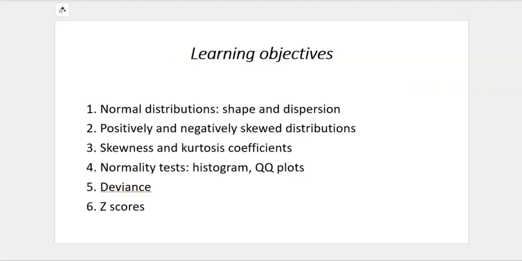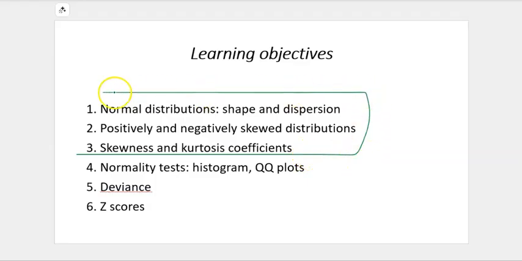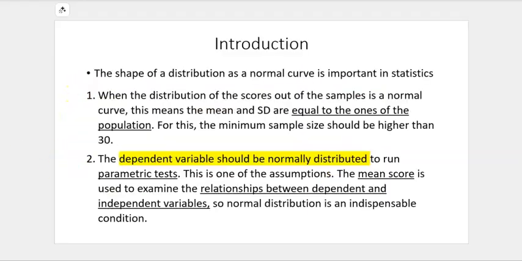And then the learning objectives for today will be the normal distribution. What does that mean? The shape and then dispersion, that is about the standard deviation. And then positively and negatively skewed distributions, which are also related to the standard deviation, and then the kurtosis. Skewness and the kurtosis coefficient. So how will you decide that it is not a normal distribution based on the coefficients of skewness and kurtosis? We will basically do these 3 things today. That is our learning objectives.